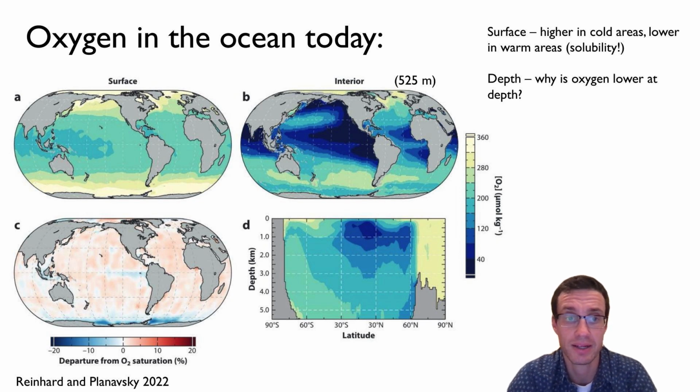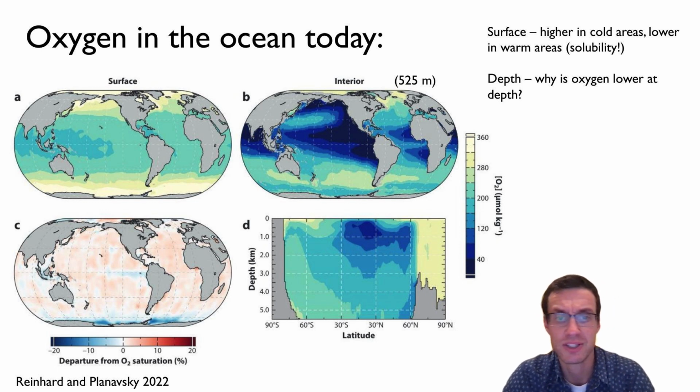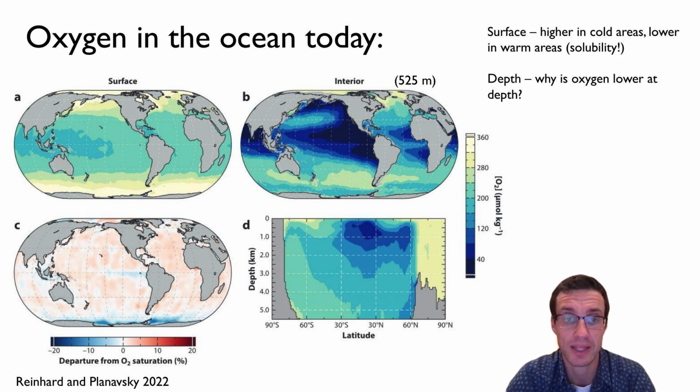So in the upper right in B, we have an interior plot of oxygen at 525 meters. And now you start to see some very low values. The surface values were in the sort of 240 to 360 micromoles per kilogram range. In the interior, we're getting down now into less than 60 micromoles per kilogram, in places much less than that, in fact. And we'll talk some about why those patterns of low oxygen values look the way they do.